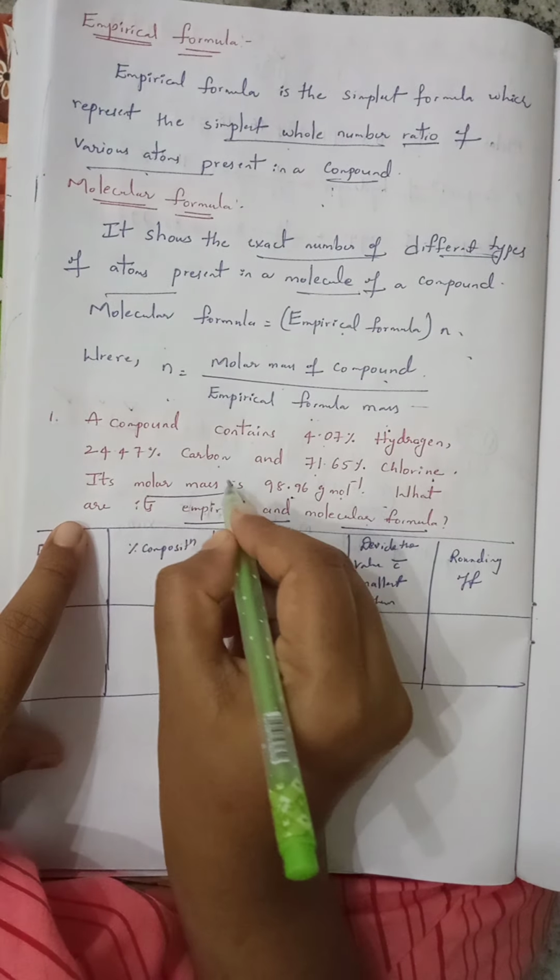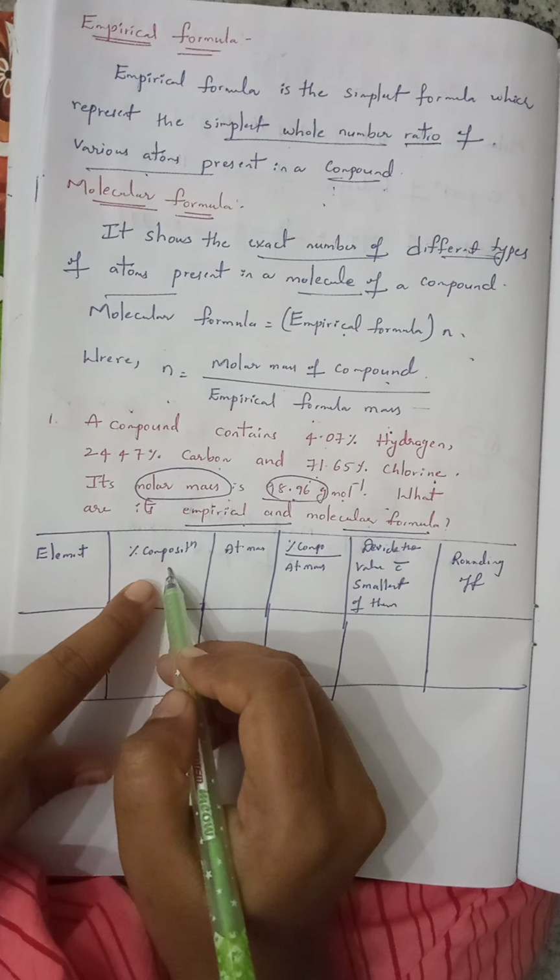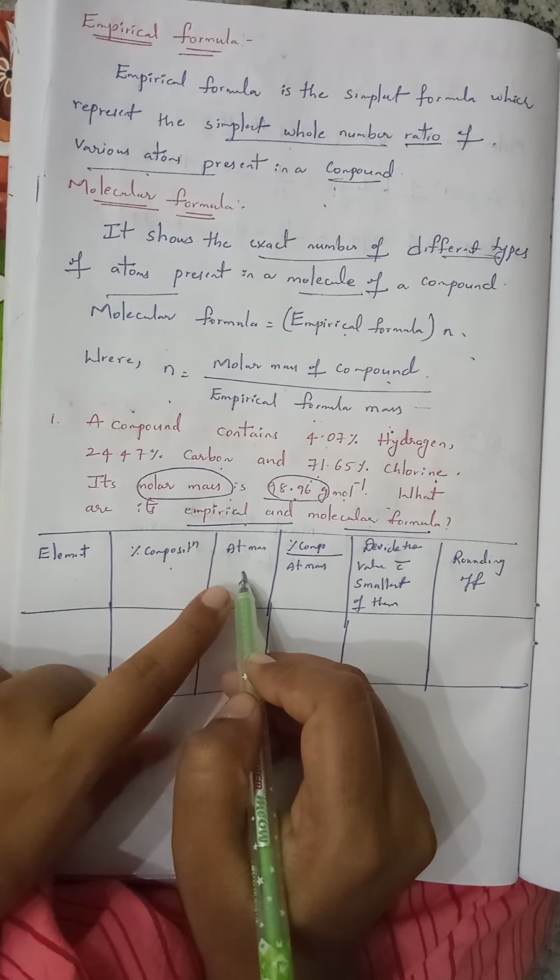Molar mass they have given. This is the molar mass, which we can use while finding the n value. First we want to find the empirical formula, then the empirical formula mass. To find the empirical formula, this is the table we want. First we want to know the elements present, their percentage composition, and atomic masses of the elements.